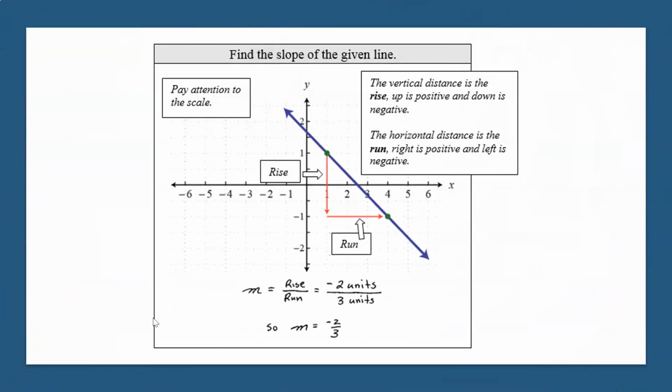That's how you find it. Sorry, on that previous slide, if it's a negative slope, so if you're looking at something that's decelerating.